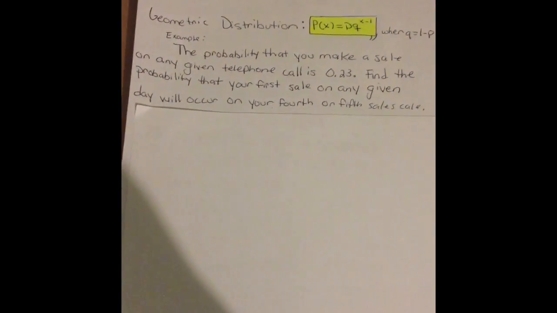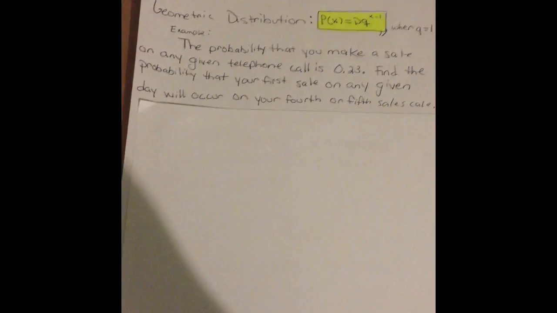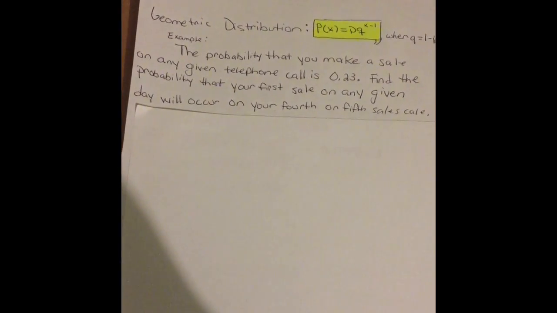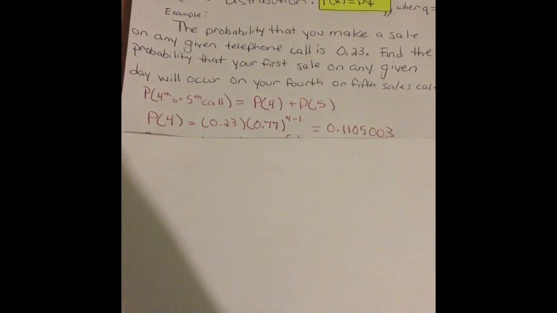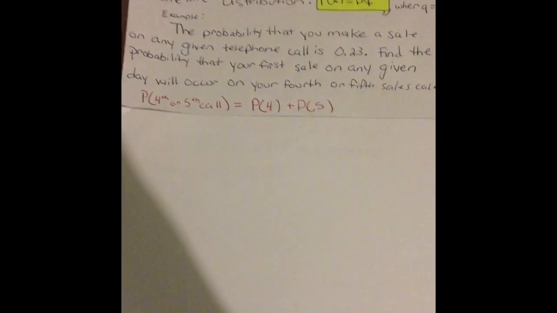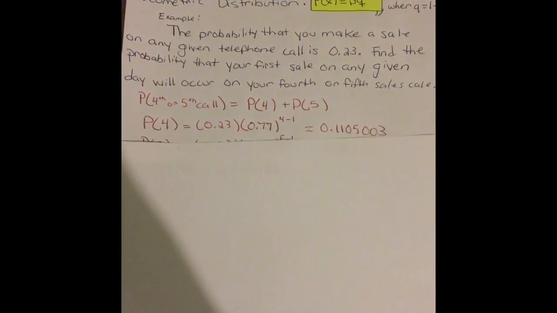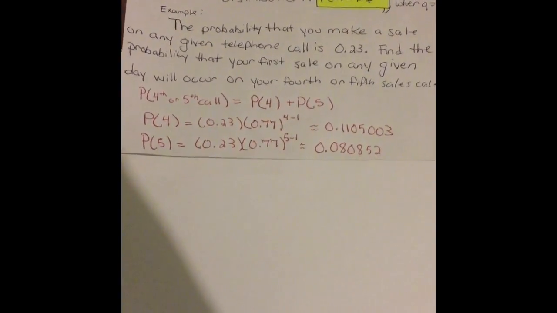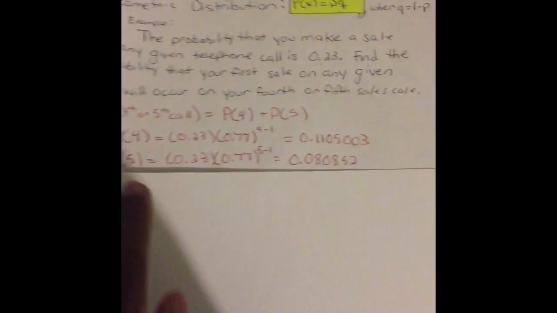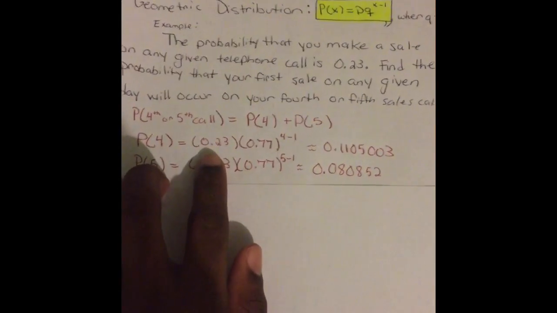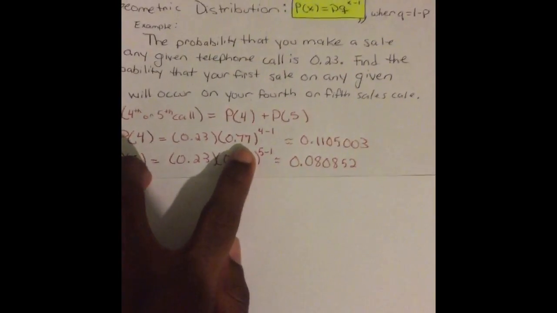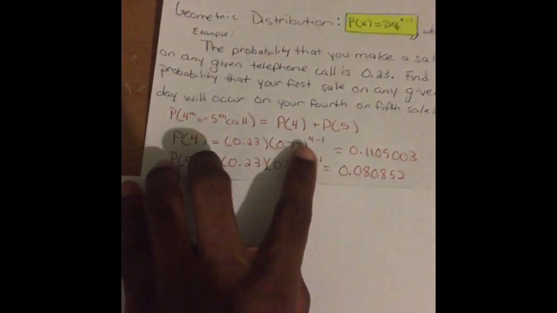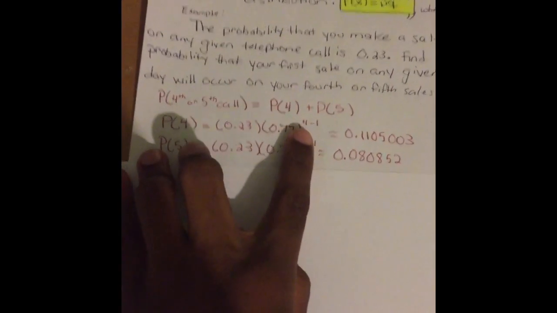The probability that you make a sale on any given telephone call is 0.23. Find the probability that your first sale on any given day will occur on your fourth or fifth sales call. So this is proper notation. Probability of the fourth or fifth call equals probability of 4 plus probability of 5. Then you have the probability of 4 equals, this right here is your p, which was given, 0.23. We obtained the q, which is 0.77, by 1 minus p. And then the x is 4, because we're trying to find the fourth call, x minus 1.